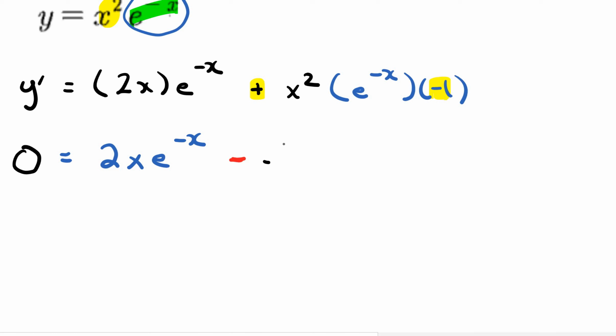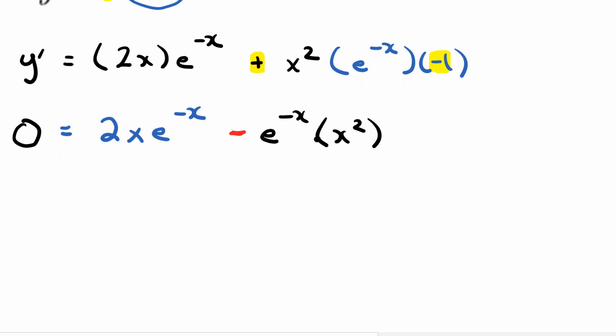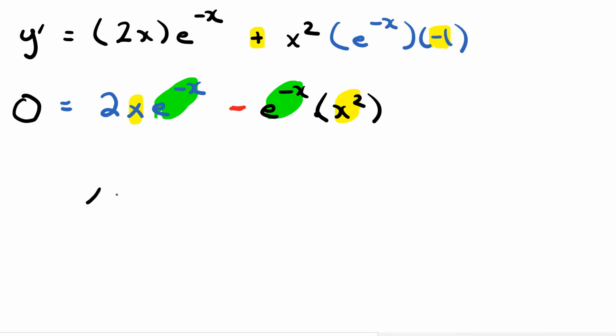And I have e to the negative x times x squared. Okay, so that's looking pretty good there, and from here we need to factor out the greatest common factor. So I have e to the power negative x and e to the power negative x, so I can definitely factor that out, and I have 1x here and 2x's there, so my GCF is actually x e to the negative x.